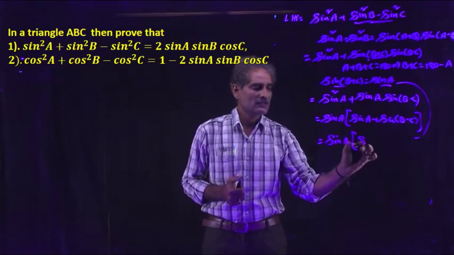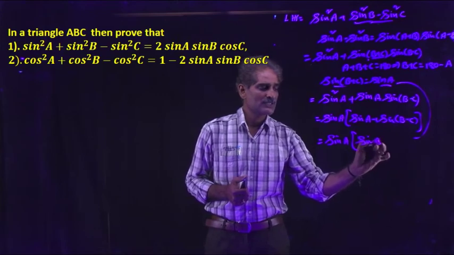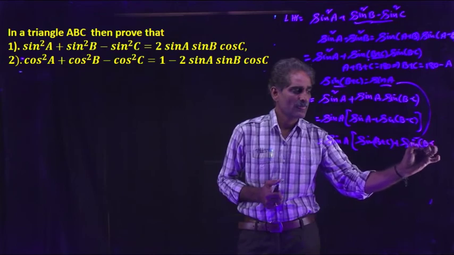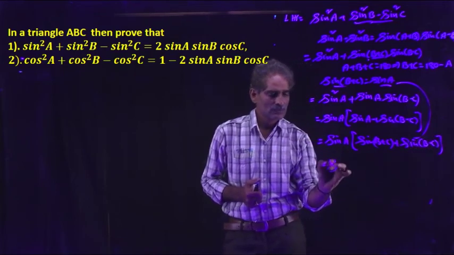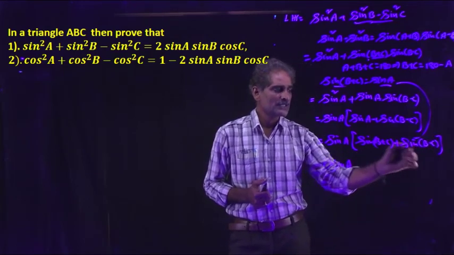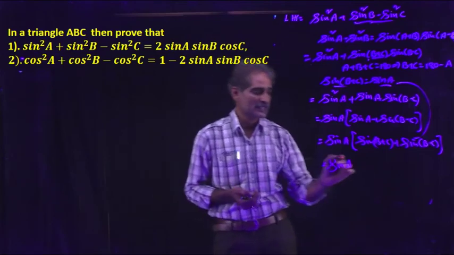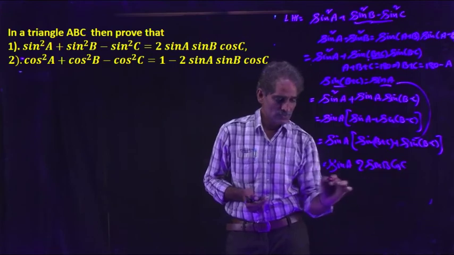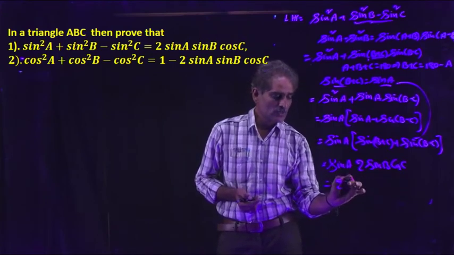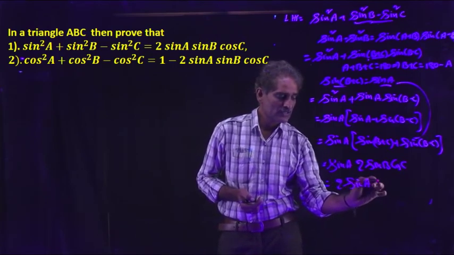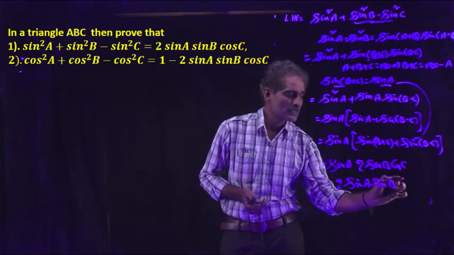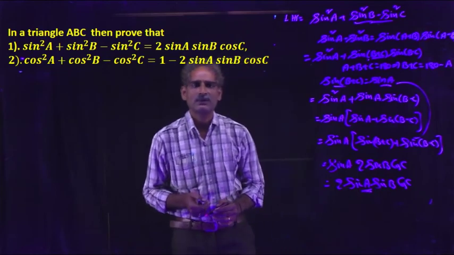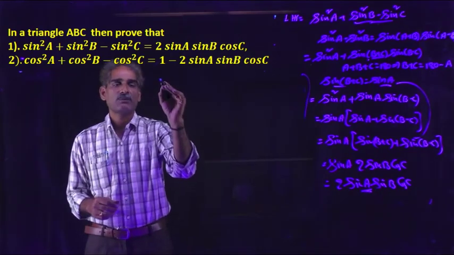Sin A into (sin(B plus C) plus sin(B minus C)). Sin A into, sin(B plus C) plus sin(B minus C) is 2 sin B cos C. So now the total final answer is 2 into sin A sin B cos C. This is the answer. Okay, now see the second problem.